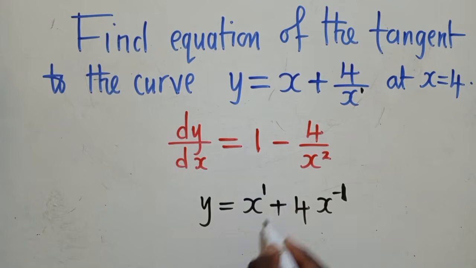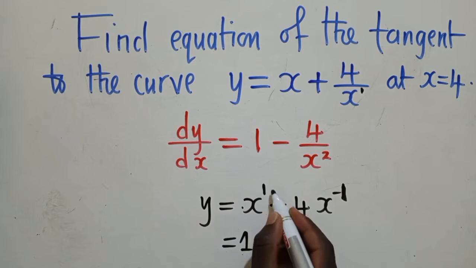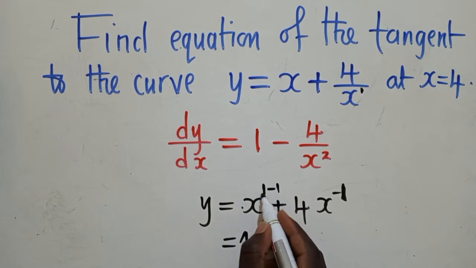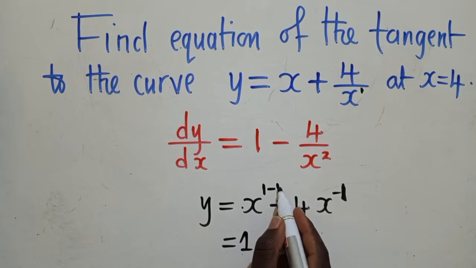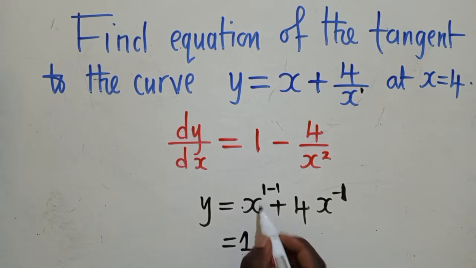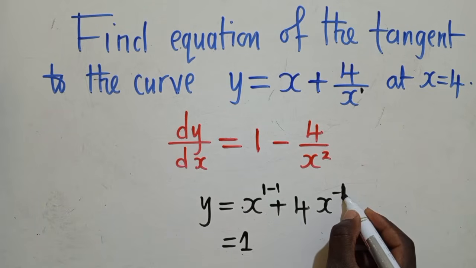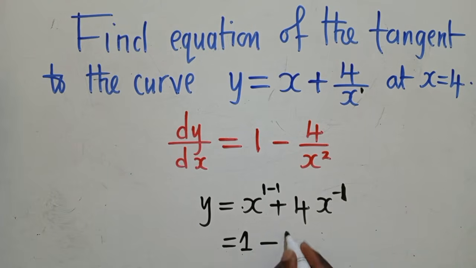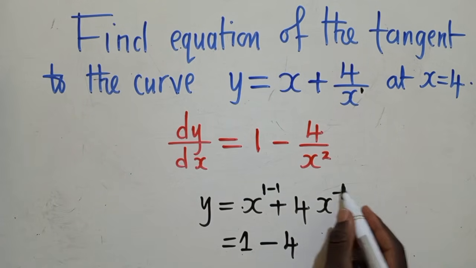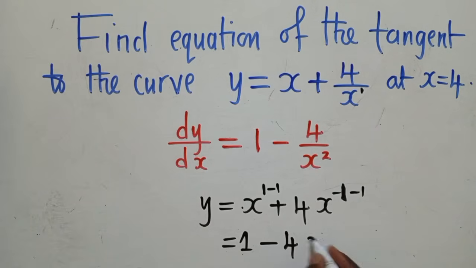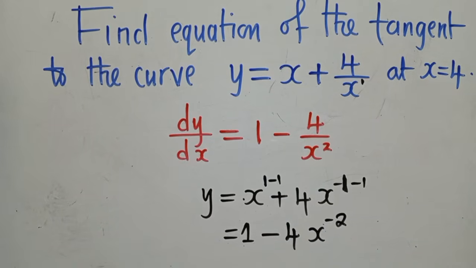So the power here is 1. We multiply this power by the number that is in front, which gives us a 1. Then we subtract 1, so it will be 1 minus 1, which gives us a power 0, and power 0 gives us a 1. Then we come to this one. This -1 times a 4 gives us a -4. For the power, we subtract a 1, and we get x power -2.